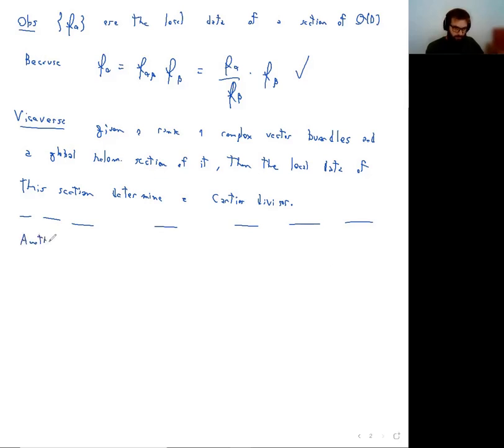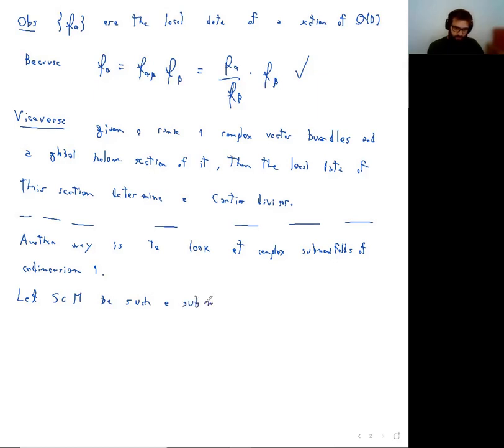So another way is to look at complex submanifolds of codimension 1. So codimension means, okay, if the manifold has dimension n, then a complex submanifold that has codimension 1 has dimension n minus 1. So let S be such a submanifold.